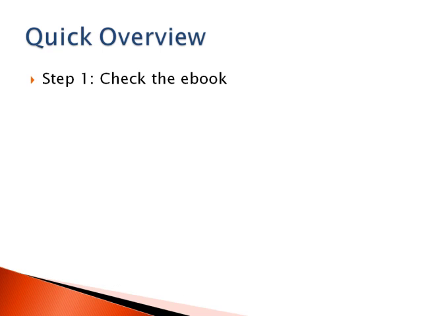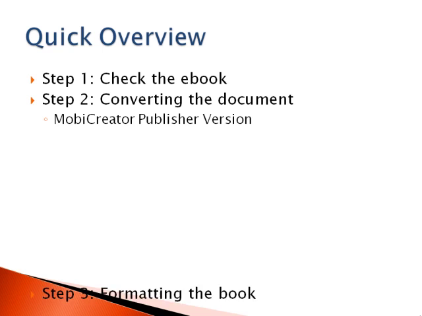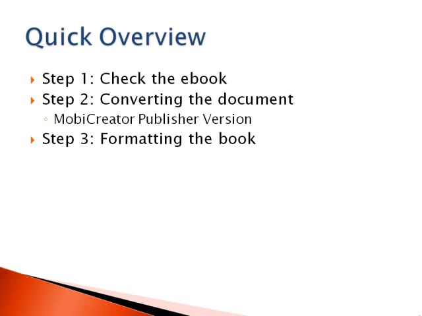So step 1, we're going to check the ebook to make sure everything is okay. Step 2, we're going to convert the Word document to HTML. And we're going to be using a free software tool called Mobi Creator Publisher version. It's free. You don't have to invest any money. And then, of course, step 3 is we're going to be formatting the book one step further. So with that said, let's go ahead and get started.